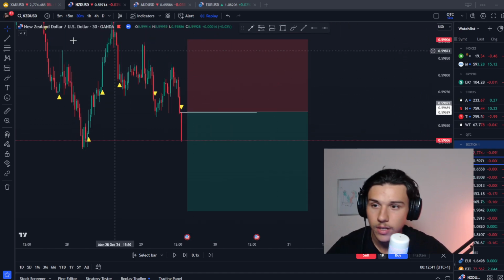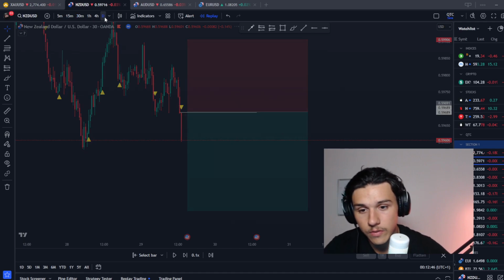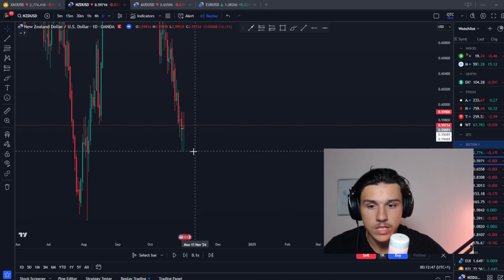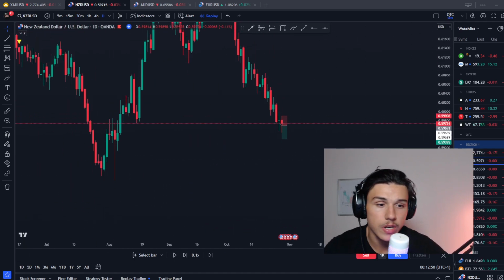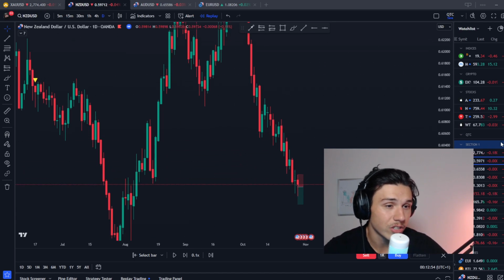But yeah, as you guys will see here, we have a sell on NZD USD. Now, why did I take the sell? First, we have to go to the daily. If we look at the daily, you guys can clearly see that the daily is very bearish. Super bearish. Why is the daily bearish? Because the DXY is currently bullish.